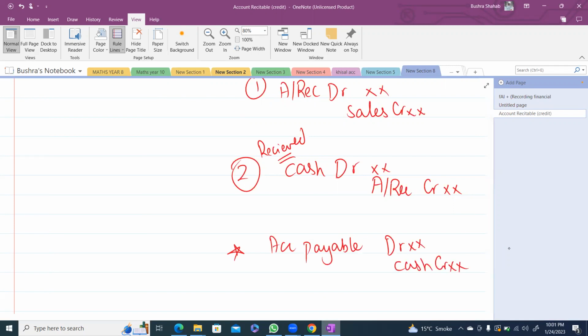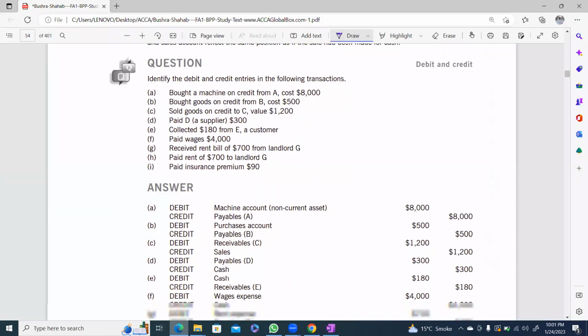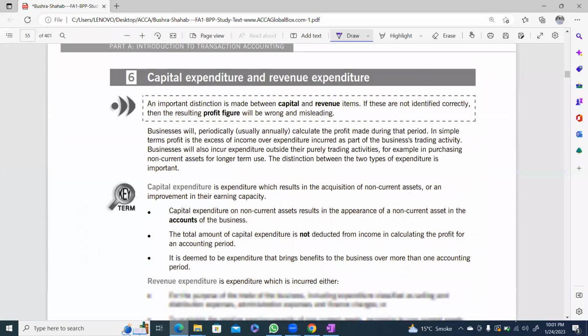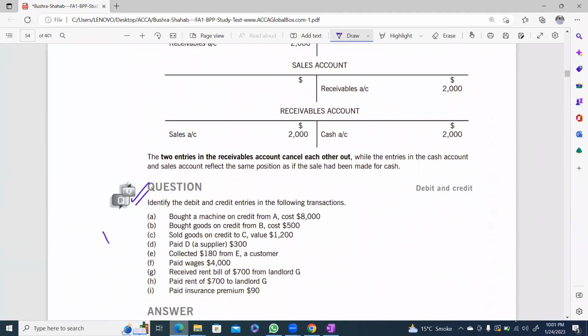Okay, then they have just given account, same thing. Okay, let's discuss this capital revenue. Then, this question you can try on your own as homework. You will be able to do it.